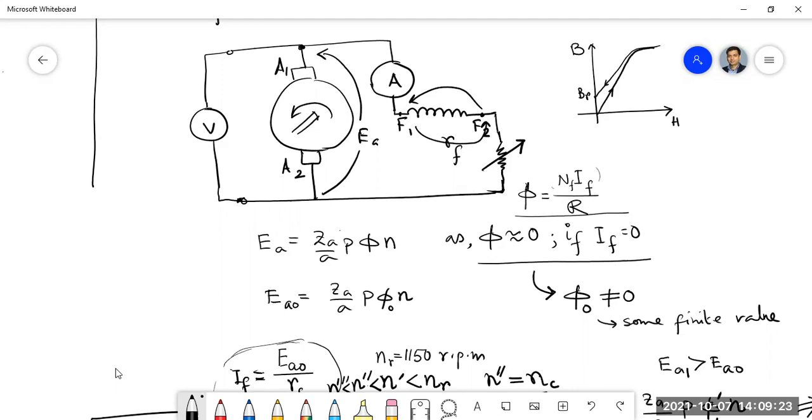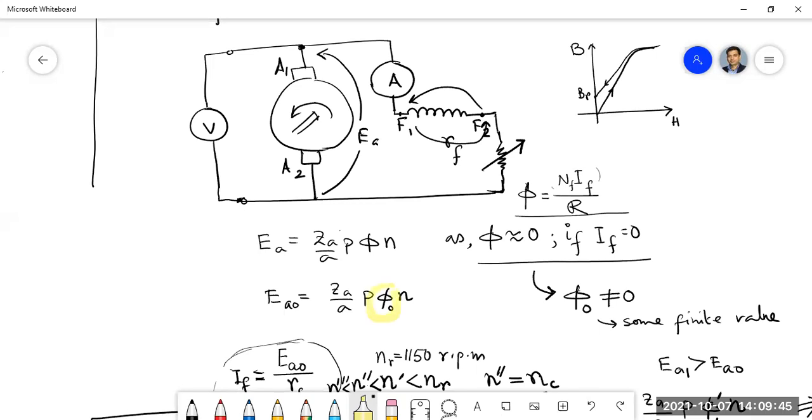That is the third condition. And what is the fourth condition? Fourth condition is very simple. There must be some residual flux. Otherwise, the story will not begin. If there is no phi 0, isn't it?